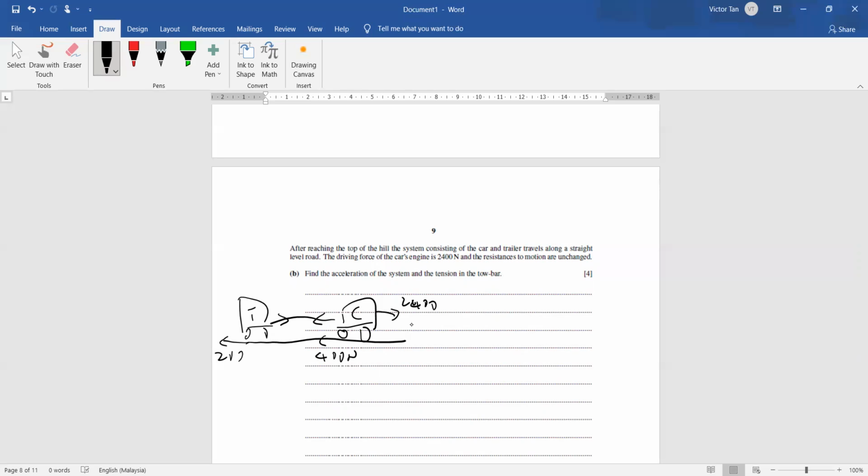So first you need to find the acceleration. Again, it's the same thing. Resultant force is mass times acceleration. Resultant force is 2,400, which is the driving force, minus 600, which is the resistance, equals the total mass, 2250, times A.